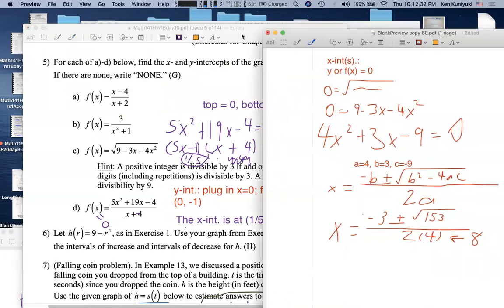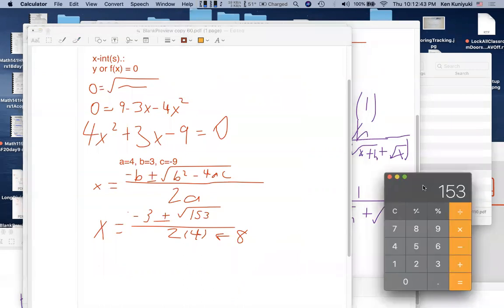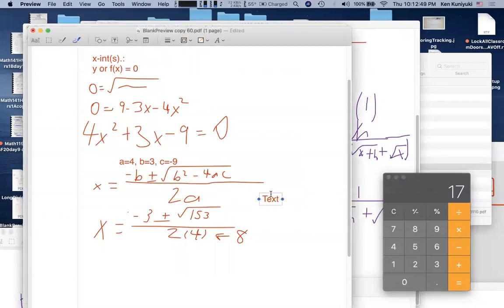Divisibility by 9. If you look at 153, the digits 1 plus 5 plus 3, if you add up the digits, it's a multiple of 9. That means this is divisible by 9. It's 9 times 17. It's not super obvious, but 153 is 9 times 17.